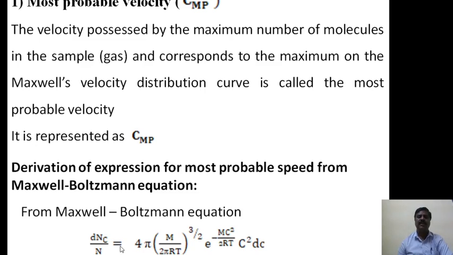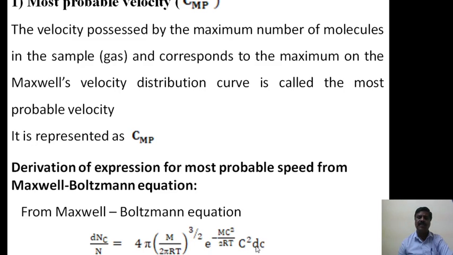Here dnc divided by n is a probability, dc is the change in velocity, and c is the velocity of the molecule. T is the temperature, and m is the molecular mass of the gas.